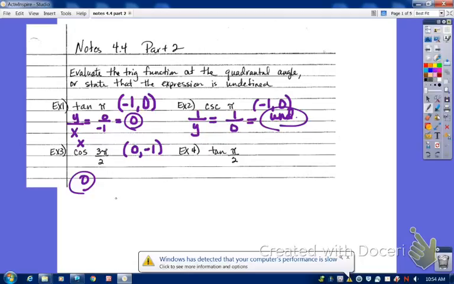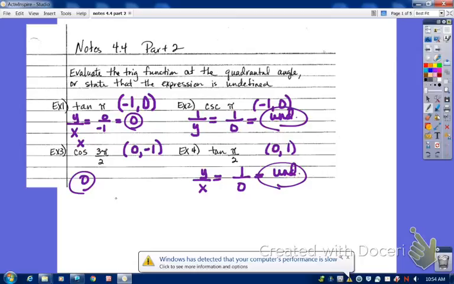Example 4, what's the ordered pair at pi over 2? 0, 1. Tangent is y over x, so that would be what over what? 1 over 0, so the answer would be undefined. So I think what they're trying to show you here is if you have a quadrantal angle, that means an angle that lies on an axis, pi and 3 pi over 2 and pi over 2, those angles all lie on an axis, then your values are either going to be 0 or undefined. They're trying to show you that.